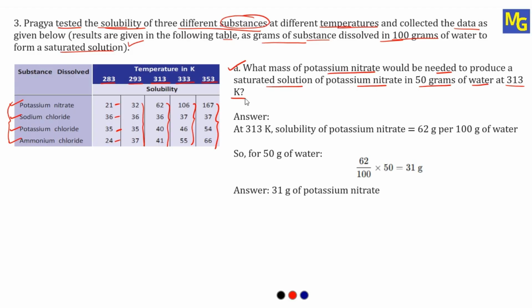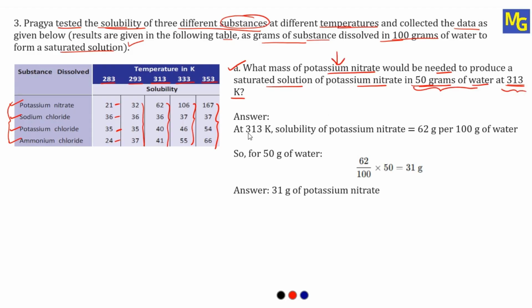So we have to prepare a saturated solution of potassium nitrate in 50 grams of water. And what is the temperature? 313. Then what is the amount of potassium nitrate we require? Remember how much water we are going to take? We are going to take 50 grams of water. Temperature is 313. Then how much potassium nitrate do we have to add? That we have to find out.